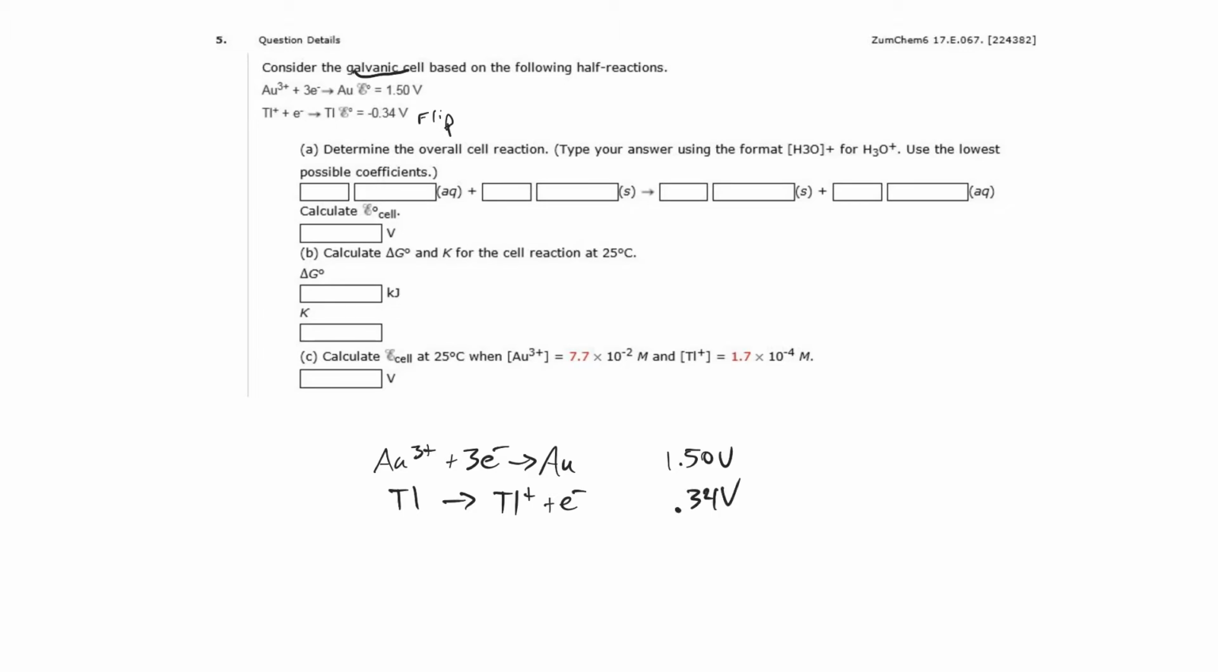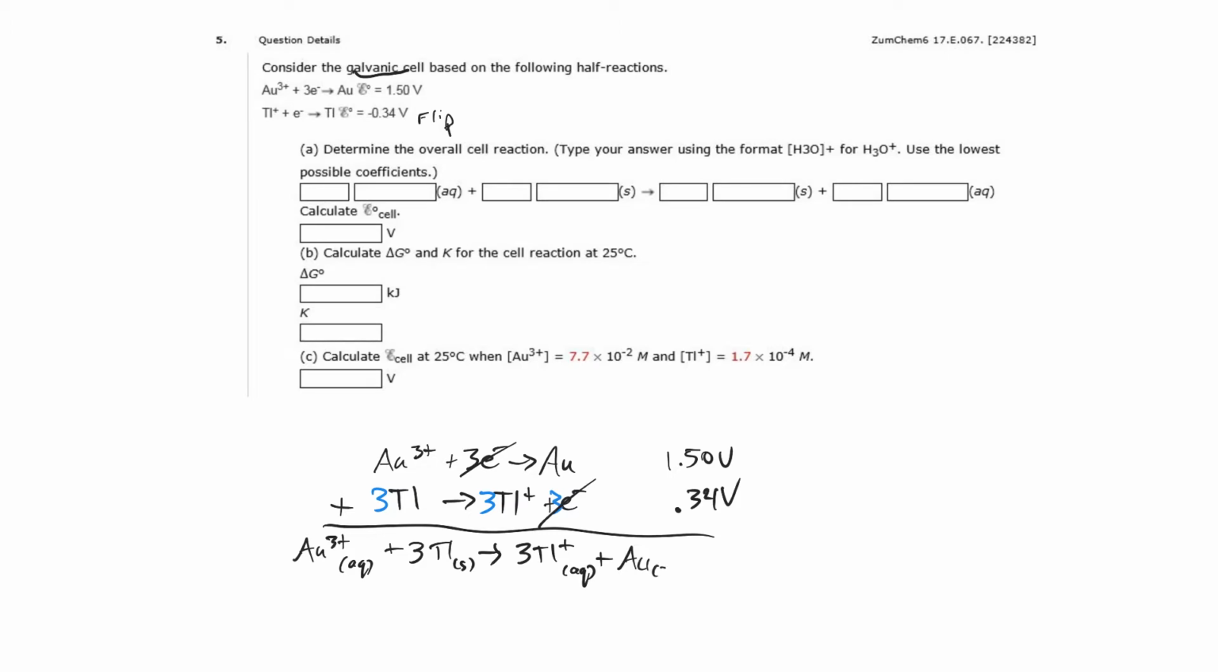To get the overall equation, we've got to make sure that the number of electrons crosses out. So we're going to triple coefficients in the thallium reaction, but leave everything else the same, including the voltage. It does not change. The electrons cross out, and we've got at the end gold ions. We've got solid thallium metal. We've got, on the product side, thallium ions and solid gold metal. And a total voltage under standard conditions of 1.84, which will be important.